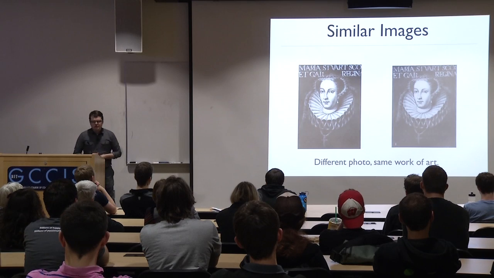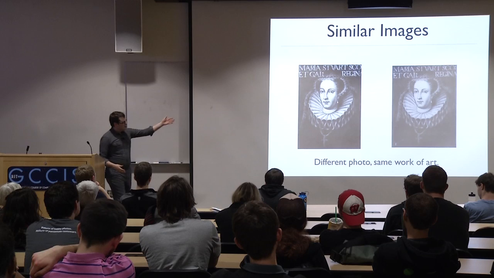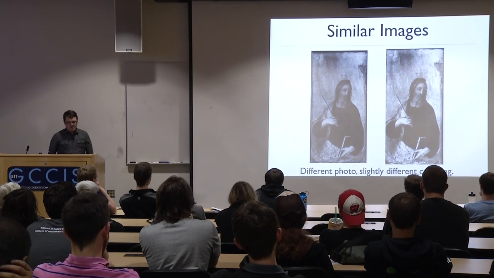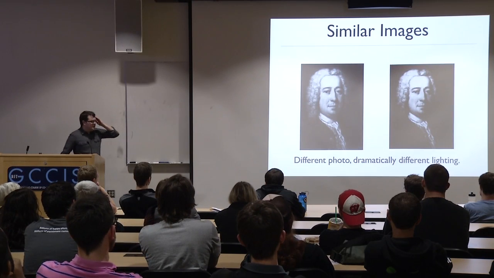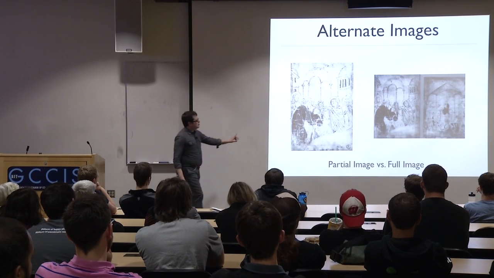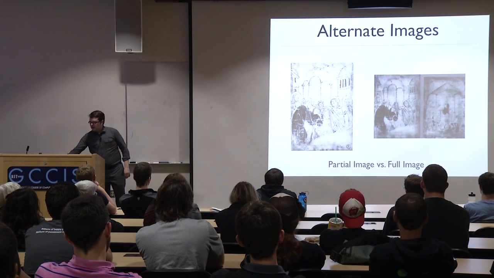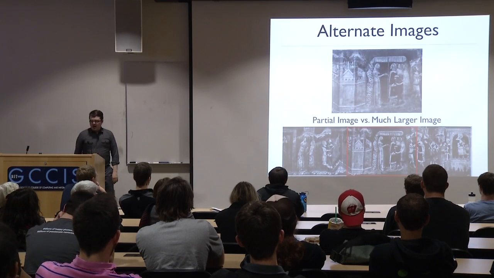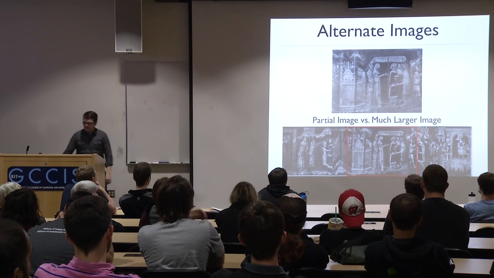So what I've been doing is building tools that help to bring these photos and records back together again. My tool has been able to go through and find similar photos of the same artwork, even in cases where the shading or lighting is different. It's also able to handle cases like this where you have a particular panel that's a part of a larger piece. Also able to handle differences between color and black and white. Also able to handle, again, a smaller portion of a larger fresco.